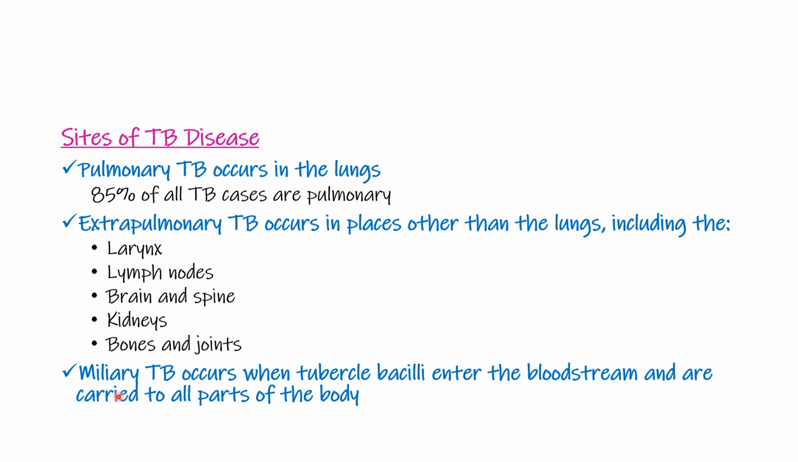We can also have miliary TB, which occurs when tuberculosis disseminates into the blood, and it's called miliary because of the millet-seed appearance on an X-ray, and also pathologically. We're going to talk later in another video more about extrapulmonary TB and miliary TB. For now, we are talking more about pulmonary TB.